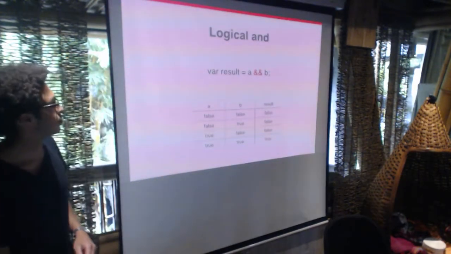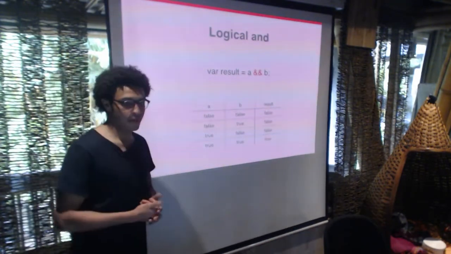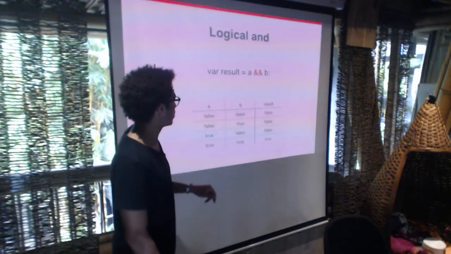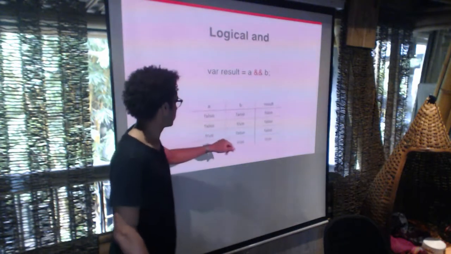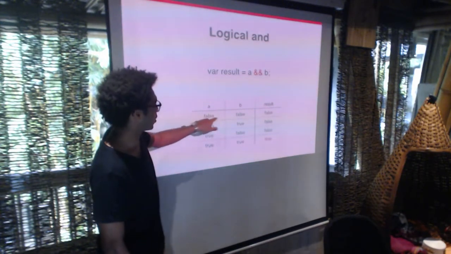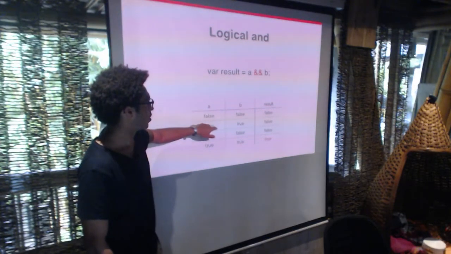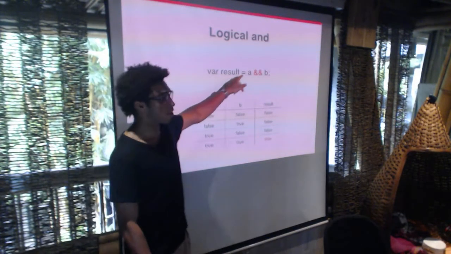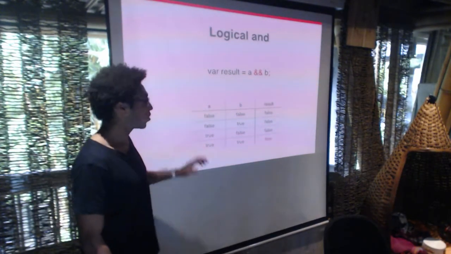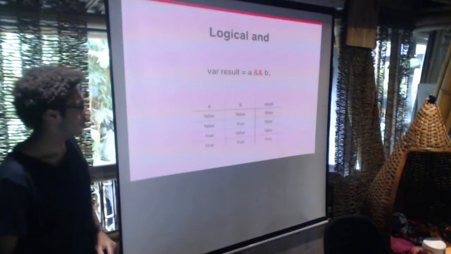So we have the logical AND, which is denoted by the double ampersand. If I have, for example, A and B, and I'm checking if A and B are true, then I'm going to return true. If A is false and B is false, of course it's going to return false. If A is false and B is true, it's also going to return false because I want both of my statements to be true. And for A true, B false, it's the same. Only in the case that A is true and B is true can I do some stuff.